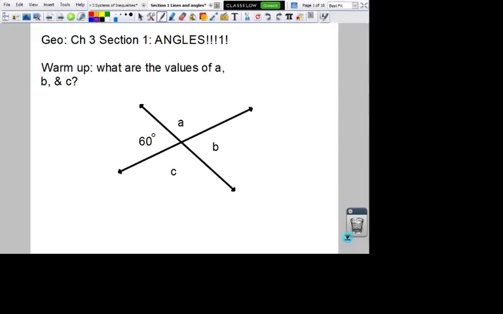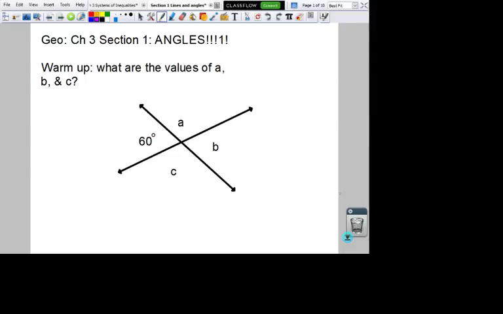Alright, we're going to get started. For your warm-up, you're finding the values of A, B, and C. So you guys are going to help me out. Hey, Kwana, headphones out. Thank you. And then to help me out, Tyler.